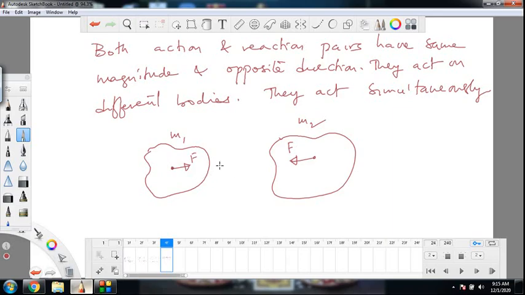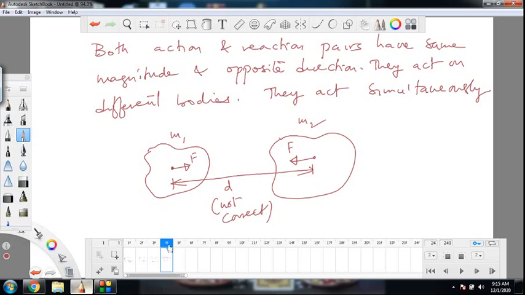But how do you calculate this force value? What distance will you take? See, it is not always correct to take the distance from this center of mass to this center of mass as d. This is not always correct. It is correct in some symmetrical cases. We will come into that.